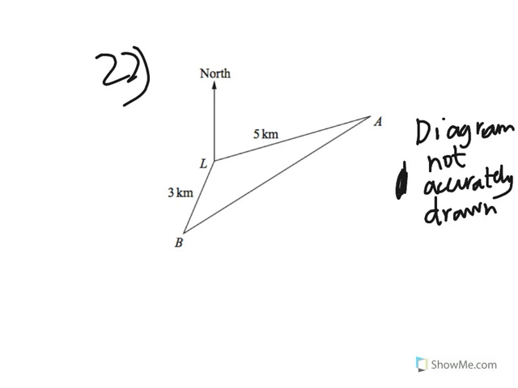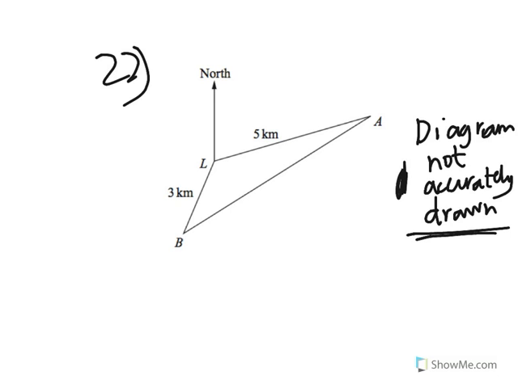Okay, question 2 shows the position of 2 ships, A and B, and a lighthouse L. They say that, first of all, the diagram is not drawn accurately, and this question is about bearings. So don't ever think of measuring the angles on this diagram, because it's not drawn accurately.